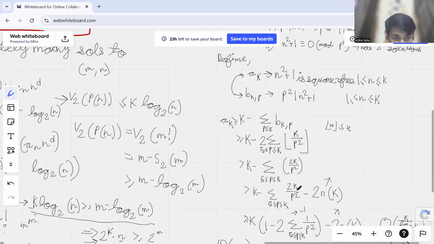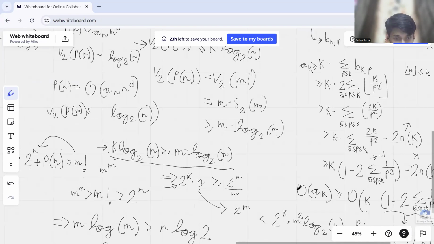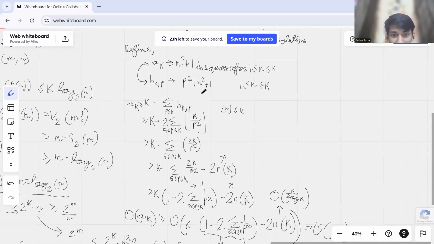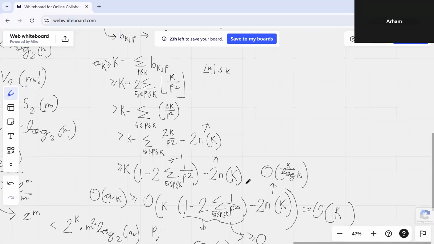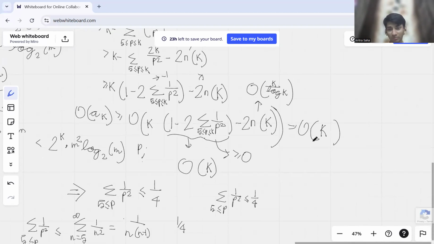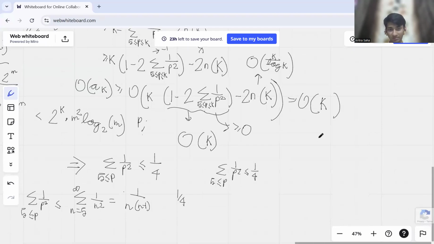But was this floor or ceiling here? Did it do the floor or ceiling part correctly? It doesn't matter, I mean, this is fine. Even if we had 2 pi k, it will be like k by log k, which is less than O of k. So the total thing will be O of k only. And this actually proves that the constant is greater than or equal to half O of k here.